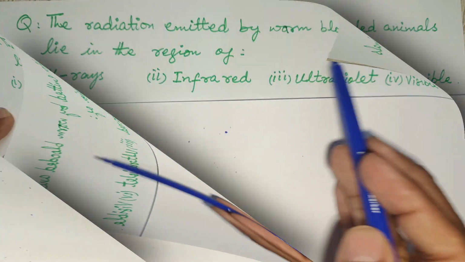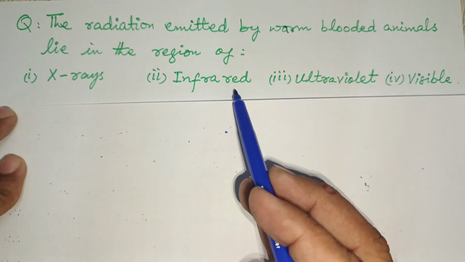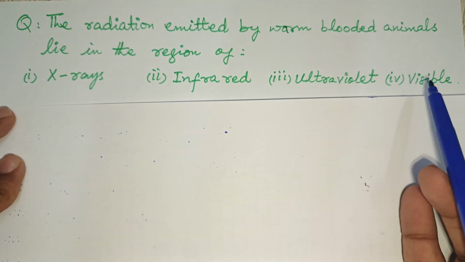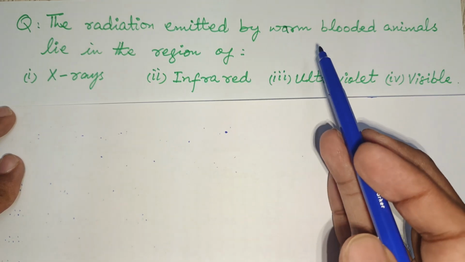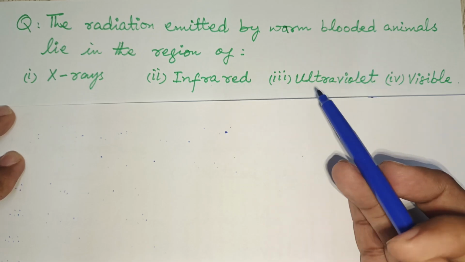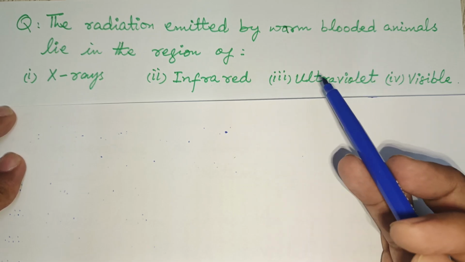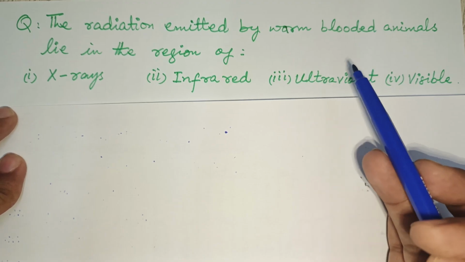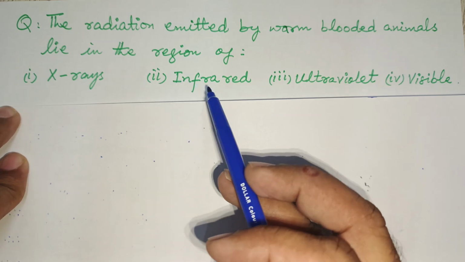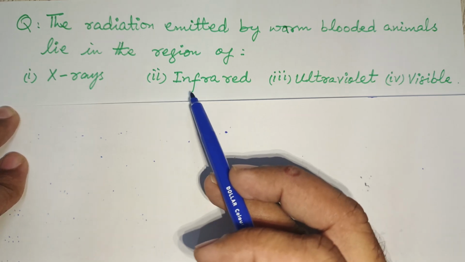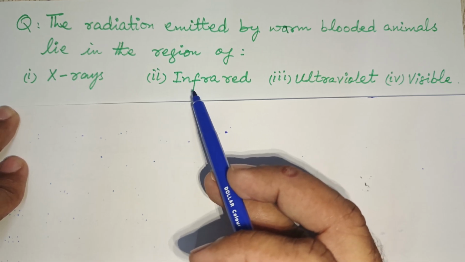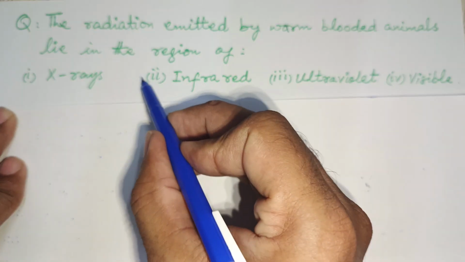The radiation emitted by warm-blooded animals lies in the region of: X-rays, infrared, ultraviolet, visible. Warm-blooded animals and humans are alike. We have very small radiations, and as they are very small in energy, their wavelength is very large. Large wavelengths are found in the infrared, because infrared is the region which contains wavelengths larger than the red light. So infrared is the correct answer.